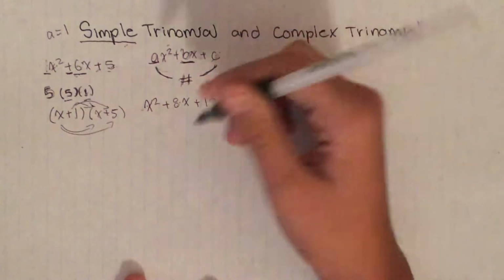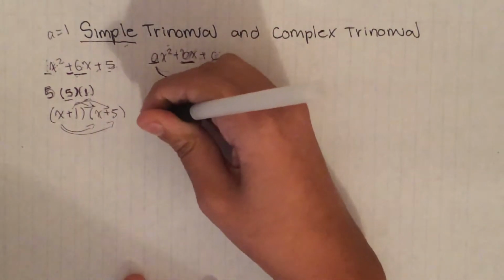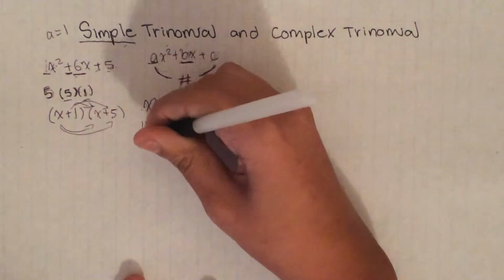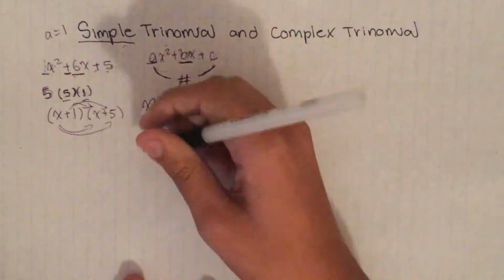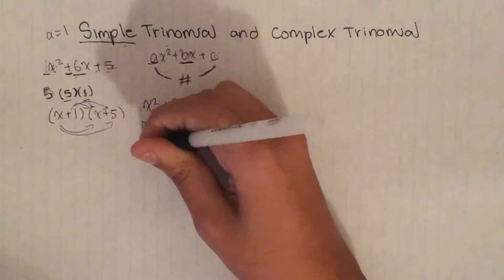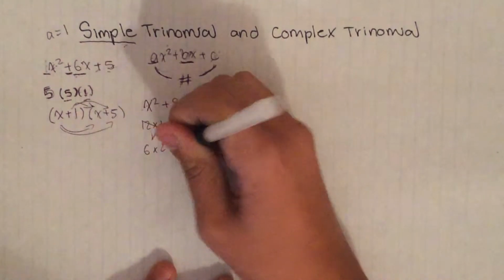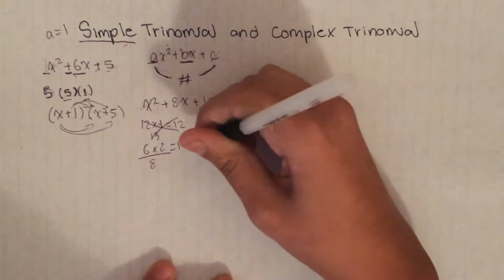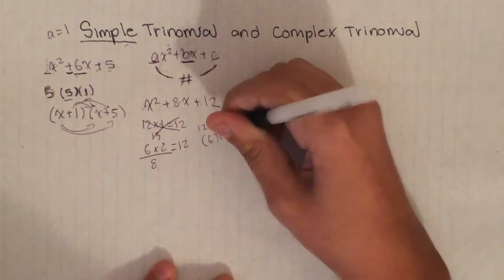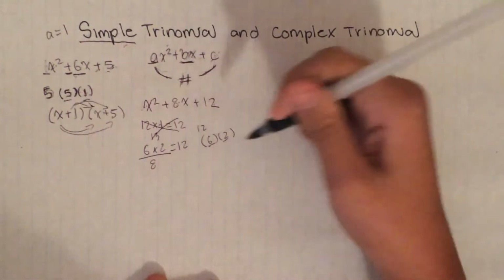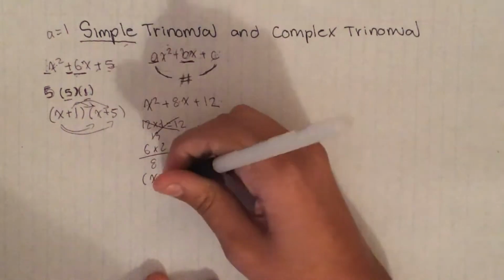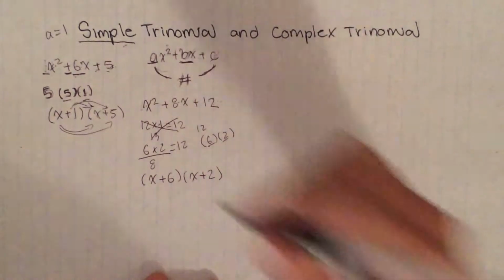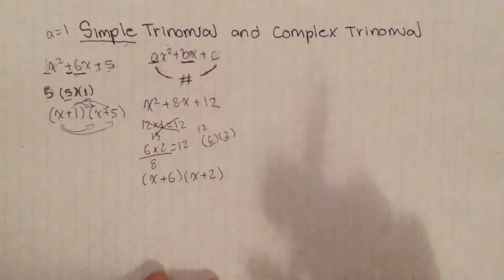Our options are 12 times 1 equals 12, but if you add those, they give you 13. So that can't be it. Let's do 6 times 2 equals 12, and when you add them, they give you 8. So these are your two numbers, 6 and 2. And now you're just going to sub them in. So x plus 6 and x plus 2. And then there you have your factored form.